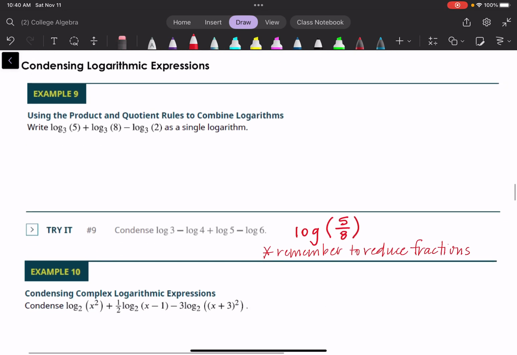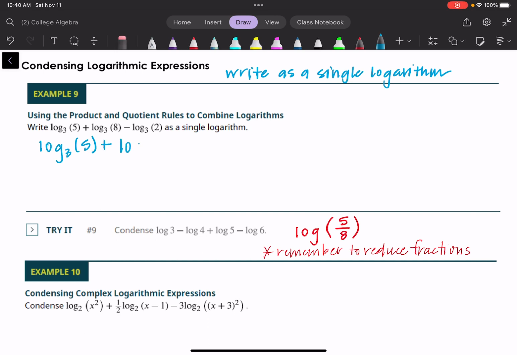Now, condensing logarithmic expressions is when we move in the other direction. So we want to write this as a single logarithm, and you'll see in the next section why we want to do that. And so we want to condense these using those same rules. And so first thing I'm going to do, just like before, is handle the quotients. So I'm looking at the subtraction first.